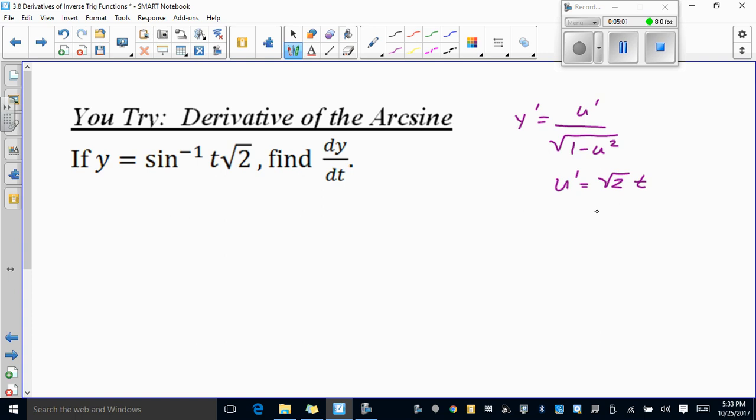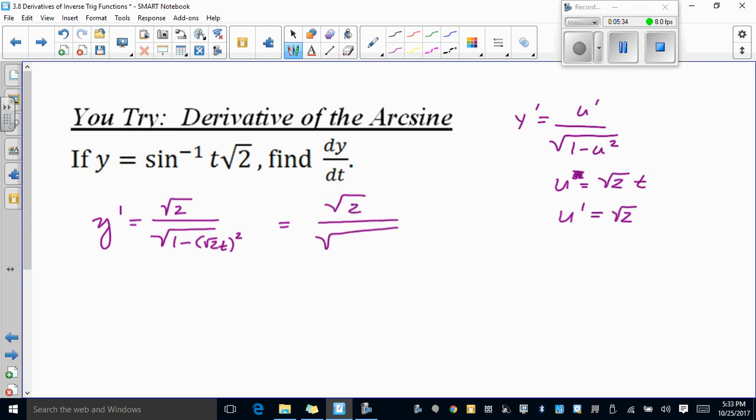So y prime equals u prime, which is radical 2, over the square root of 1 minus u squared, and u is radical 2t squared. So clean it up a little bit, we get radical 2 on top, over the square root of 1 minus, and the square root of 2 squared is just 2, and then we get a t squared. And we're done. This is where you get to go, yay, we don't have to clean up the denominator with that radical. You just leave it alone like that.